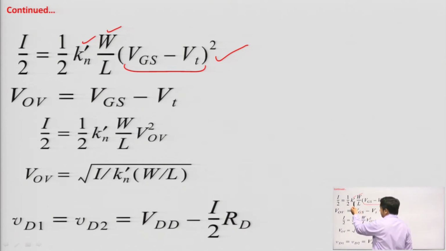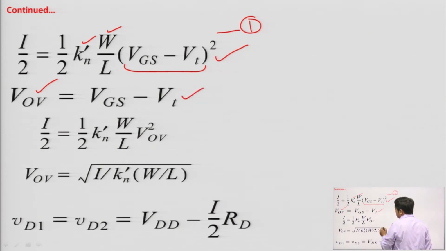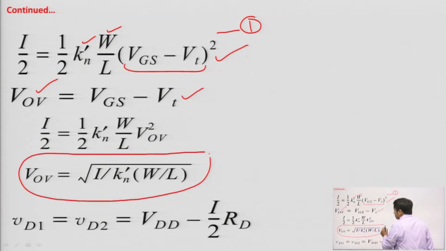Kn dash is the process transconductance parameter, W by L is the aspect ratio, Vgs minus Vt is the overdrive voltage, that is represented by VOV, fine. So, if we say this is equation 1, then what will be the value of VOV, where VOV is Vgs minus Vt? VOV will be under root I upon Kn dash into W by L, fine.